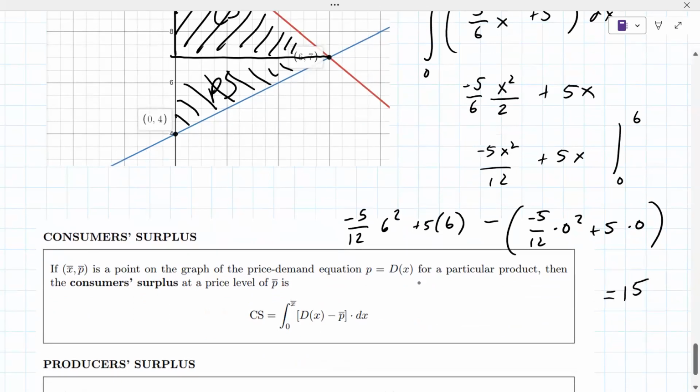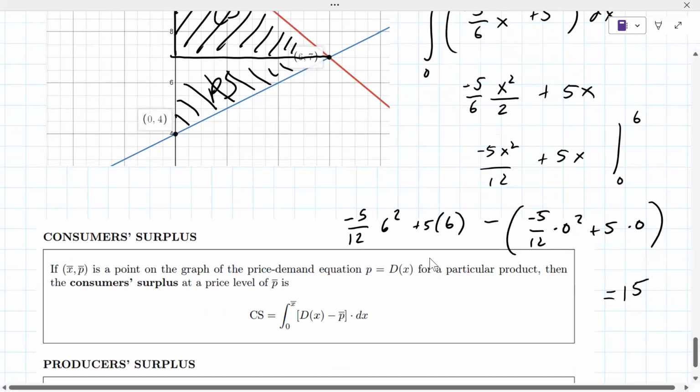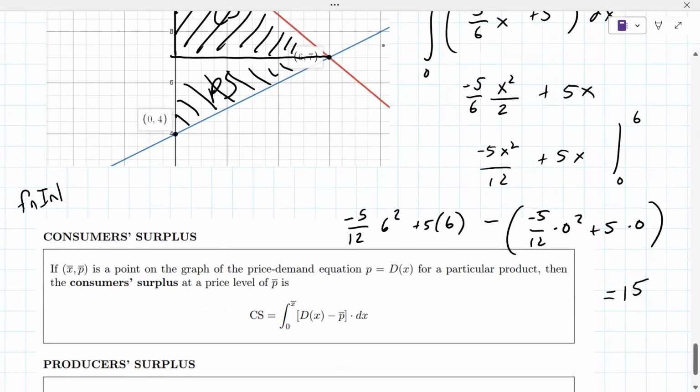And your calculator will do up to a quadratic integral exactly every time. I don't know if you've used a FN int in your calculator. You're trying to work around to get the right answer, but that will always work for polynomial degree 2, like a quadratic or a line. So that's consumer surplus.